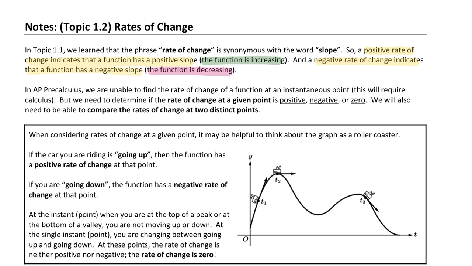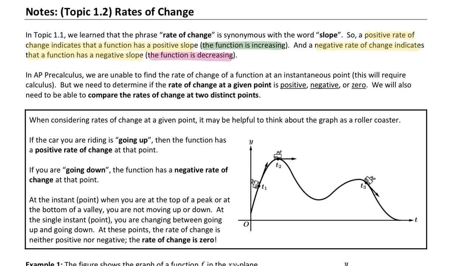In AP Pre-Cal, we're going to be able to find the rate of change of a function, we are not able to find the rate of change of a function at a particular point unless it happens to be linear. This requires things that you're going to learn in calculus. It's pre-calculus, you know what I'm saying? But we need to be able to determine if the rate of change at a given point is positive, negative, or zero. We'll also need to compare those rates of change together without actually getting particular numbers maybe, but just understanding what things are larger or smaller in regards to rate of change.